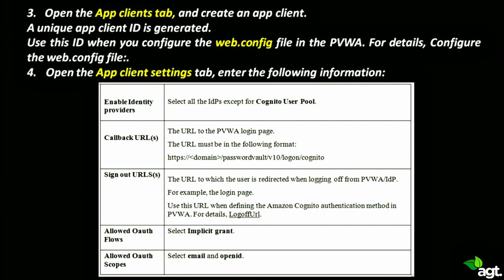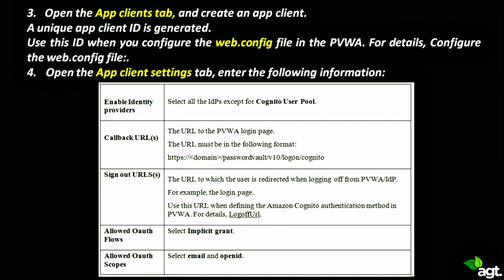The third step is to open the app clients tab and create an app client. A unique app client ID is generated, and you use this ID when you configure the web.config file in the PVWA. For details, you can check how to configure the web.config file. Then open the app client settings tab and enter the following information.